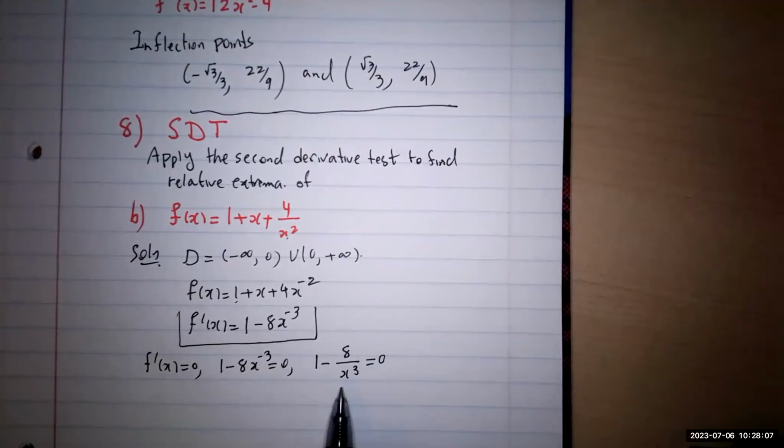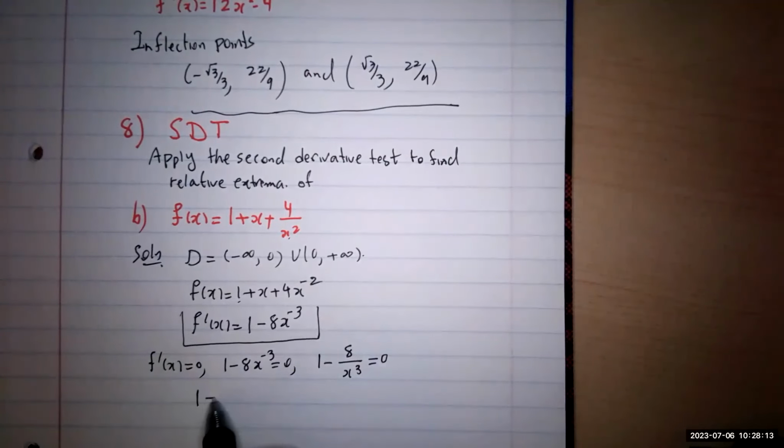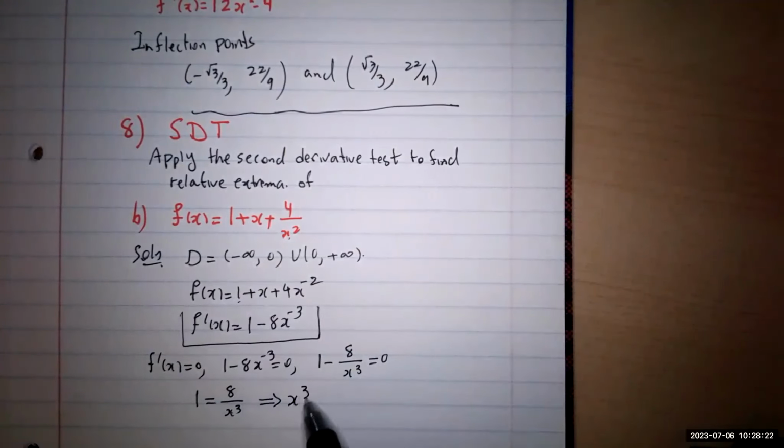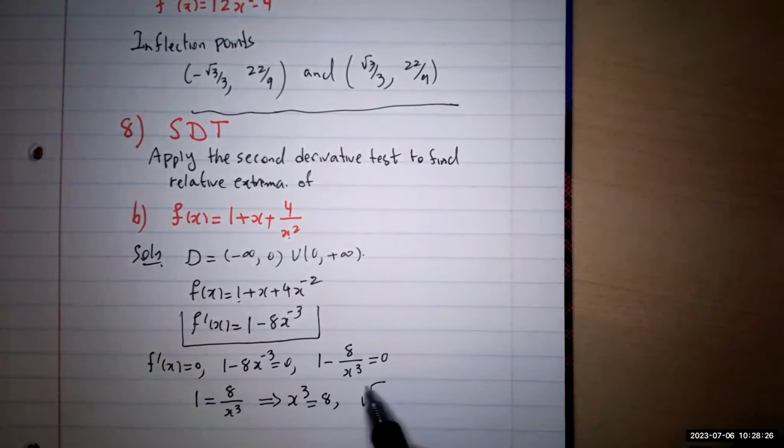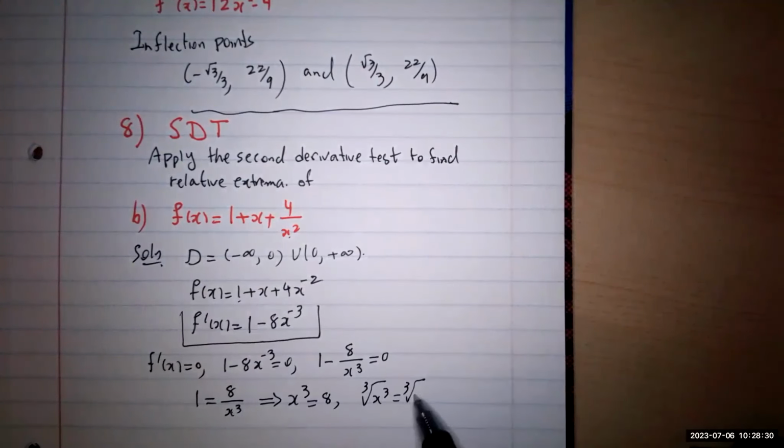You have to get rid of this denominator. You can multiply by x³ or just move to the other side, cross multiply. That's easier. There are a group of them of this type. Use cross multiplication: x³ equals 8. Take the cube root. There is no positive negative, remember. And x would be 2.